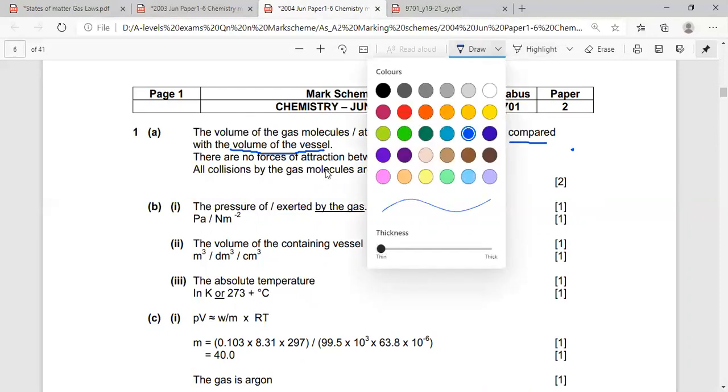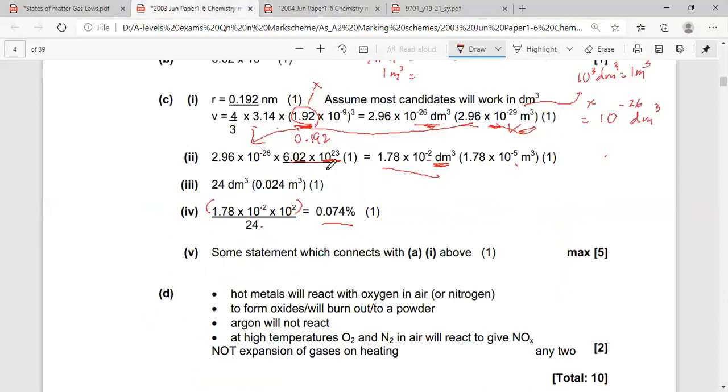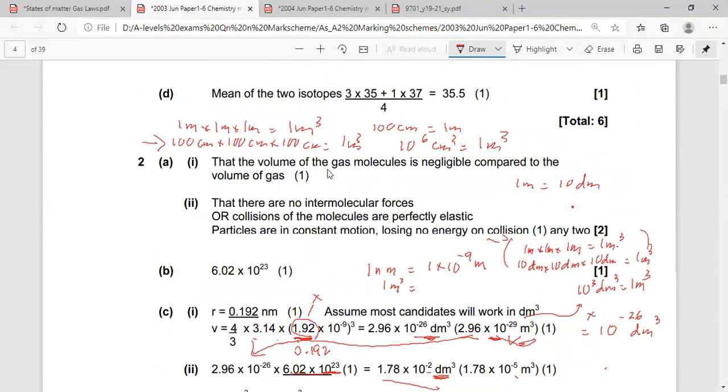So it's insignificant. Or the other one said here, this is the first one. The volume of the gas molecules is negligible compared to the volume the gas occupies in the vessel. So the volume is taken to be 0. And later you see, insignificant or negligible. Both these words are being used.